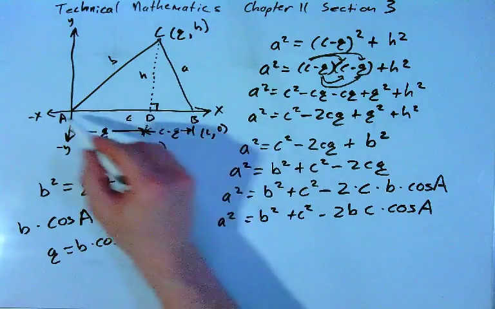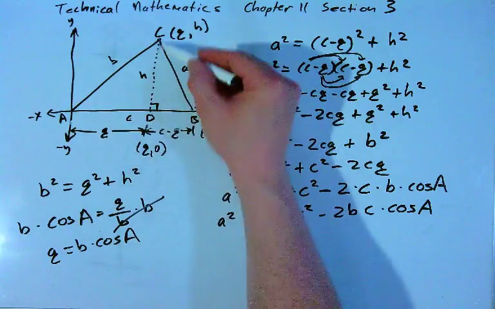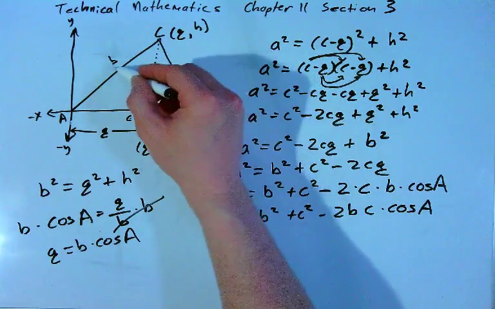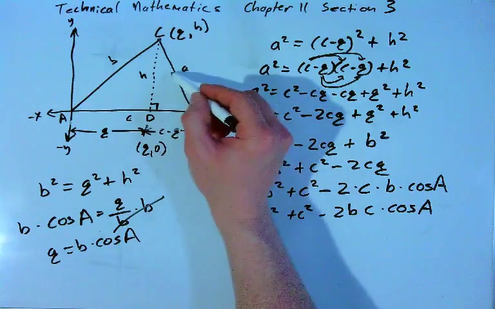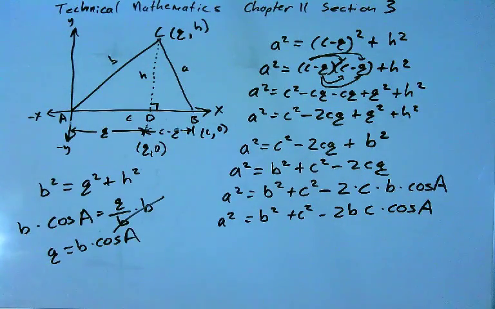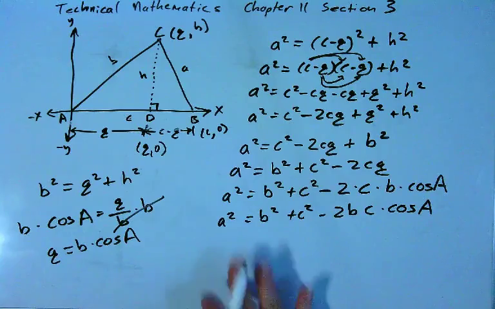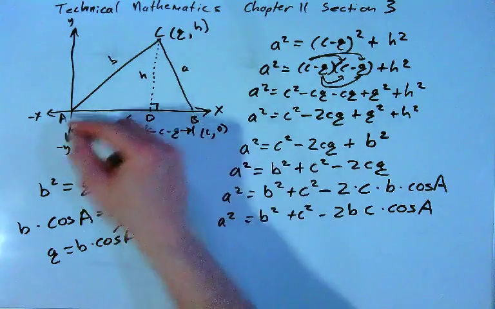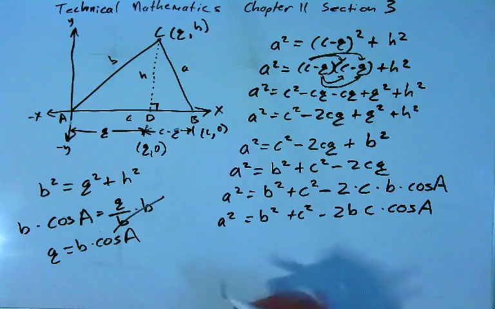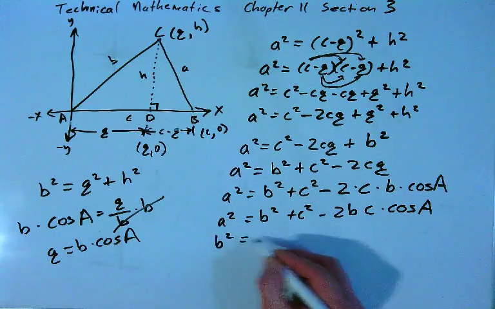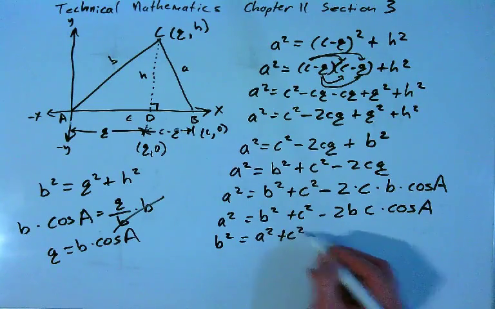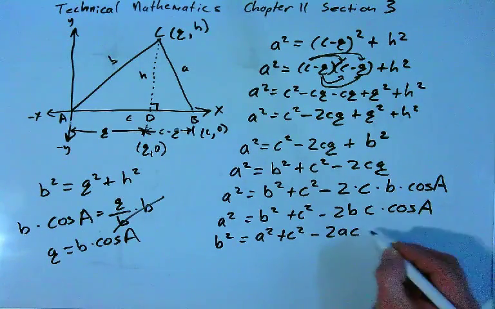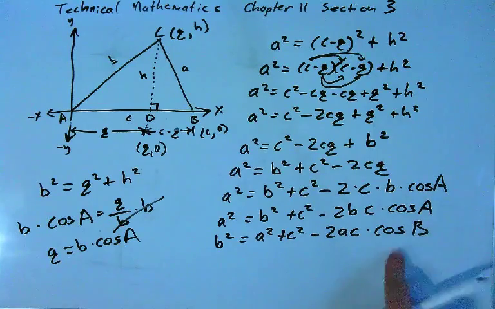I focused on a height that went from side c up to angle C. I could have drawn an altitude from side b to angle B, or from side a to angle A. I could have had three different options here of where to draw the altitude, and depending on where I draw the altitude was going to affect this formula slightly. If I drew a different altitude, I could have gotten b squared is equal to a squared plus c squared minus 2ac times the cosine of b.